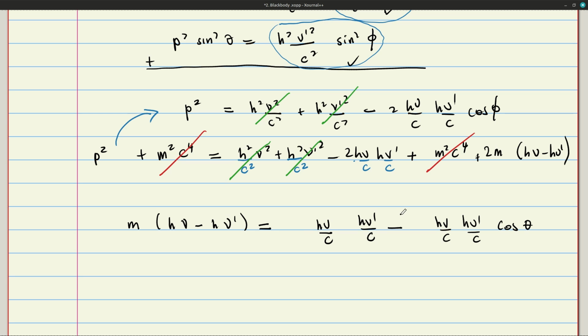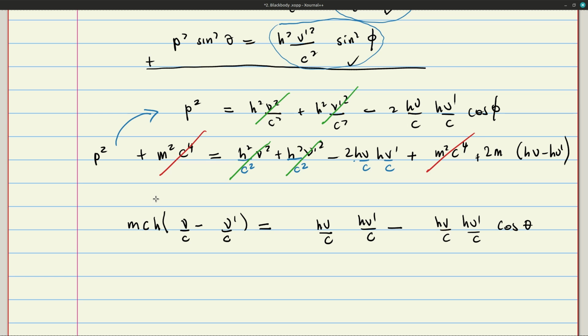And I think, let me check if I missed anything here. No, I think that seems to be right. So I want to write C here and C here. And I want to take H outside. So let me write it like this. H outside, this one and this one.